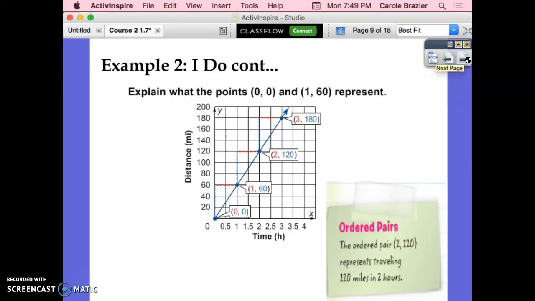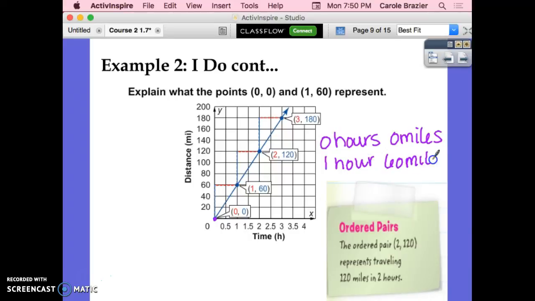So this is the same exact thing we've already done. So 0, 0 represents that there was no hours, no miles. So if I go 0 hours, I traveled 0 miles. Okay, 1, 60 represents 1 hour, because that's on my x, and 60 miles. So you just have to be able to interpret where your x is, where your y is, and then what the labels mean. So it's going to give everything to you. All you have to do is just write them down in words what they mean. So this is all you would have to do for this problem.